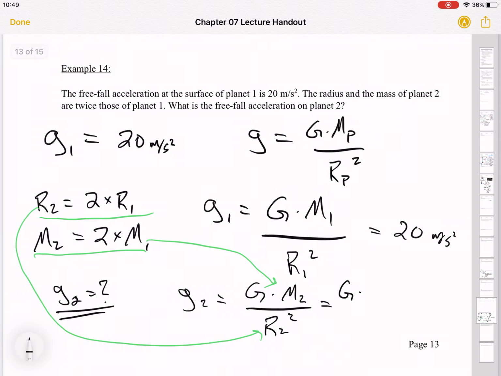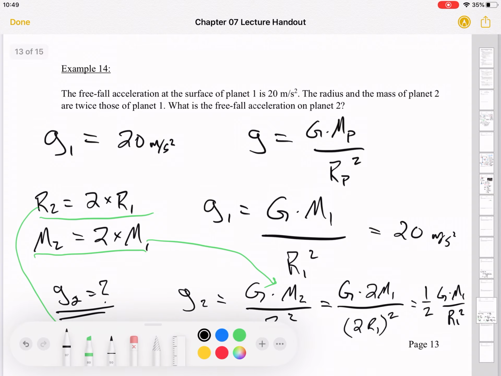So capital G m2 is 2m1 and r2 is 2r1 squared. So what do I see? I see that one of the 2's goes away, right? The 2 upstairs is just a 2. The 2 downstairs is squared, so that's actually 4. So that's 2 over 4, which is 1 over 2. So this whole thing works out to 1/2 G m1 over r1 squared.